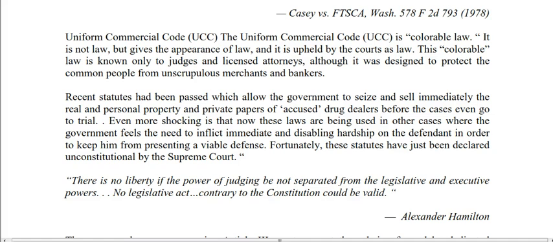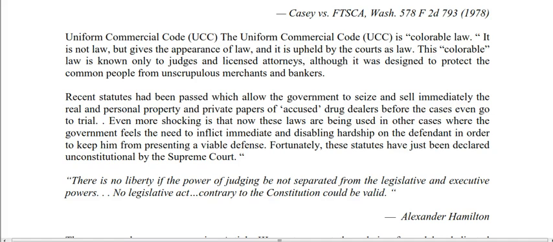Recent statutes have been passed which allow the government to seize and sell immediately the real and personal property and private papers of accused drug dealers before the cases even go to trial. Even more shocking is that now these laws are being used in other cases where the government feels the need to inflict immediate and disabling hardship on the defendant in order to keep him or her from presenting a viable defense. Fortunately, these statutes have been declared unconstitutional by the Supreme Court.